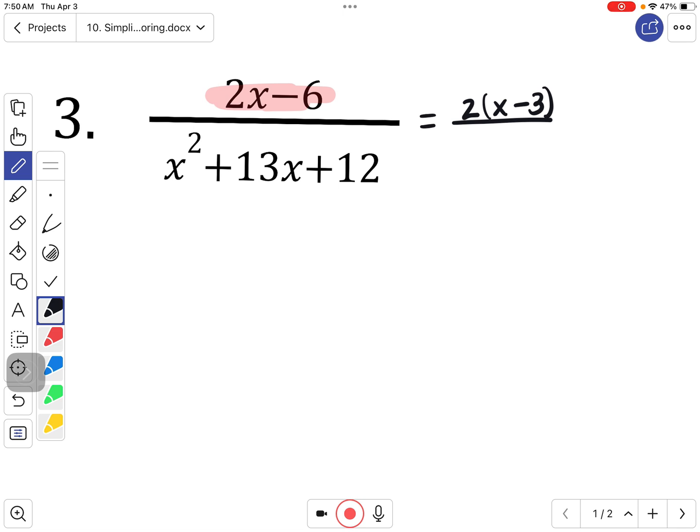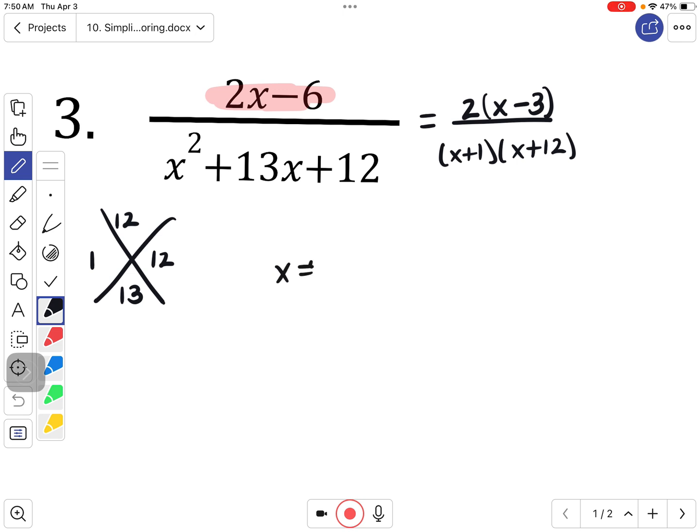Okay, my bottom has x squared, so I know I'm going to have to make this x right here because of that squared. I'm going to put my 12 on top, my 13 on the bottom. Two numbers that multiply to 12 and add to 13 are 1 and 12. Now I'm going to do the fast method, so I'm going to say x plus 1, x plus 12. And now I'm going to do my EVs.